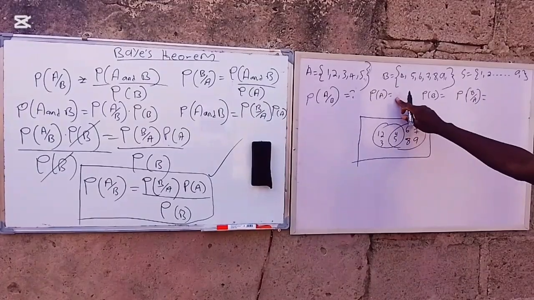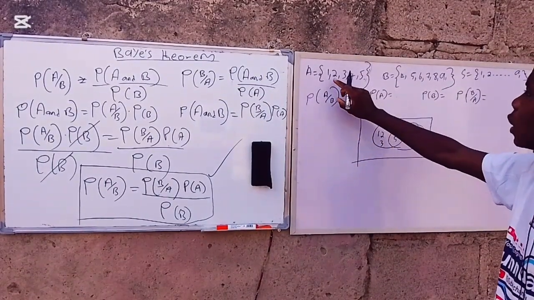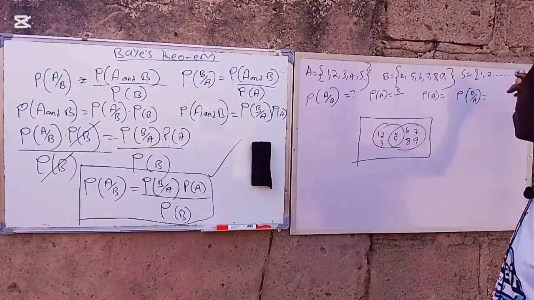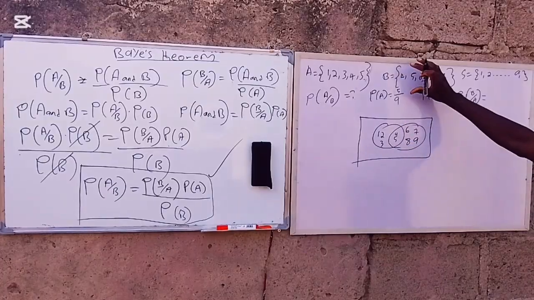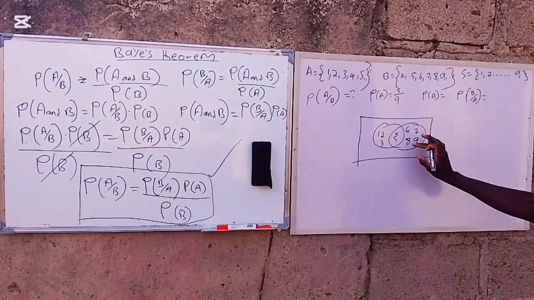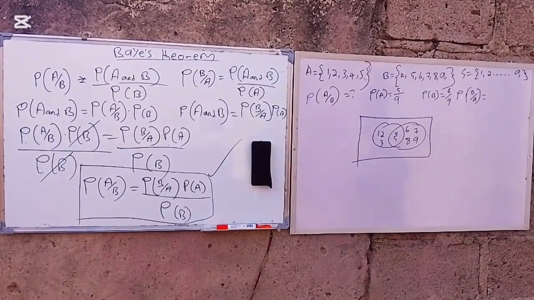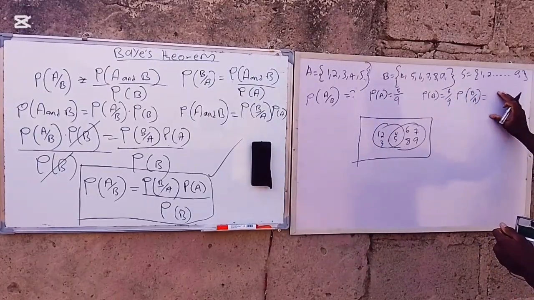So what should be the probability of A? For the probability of A, I have to count all the elements inside A: 1, 2, 3, 4, 5. So I'll say 5 over the total sample space, which is 9. Also, for the probability of B, I have to count all the elements inside B: 1, 2, 3, 4, 5, 6, which is 6 divided by 9. So the next thing that I'm going to do is find the probability of B given A.